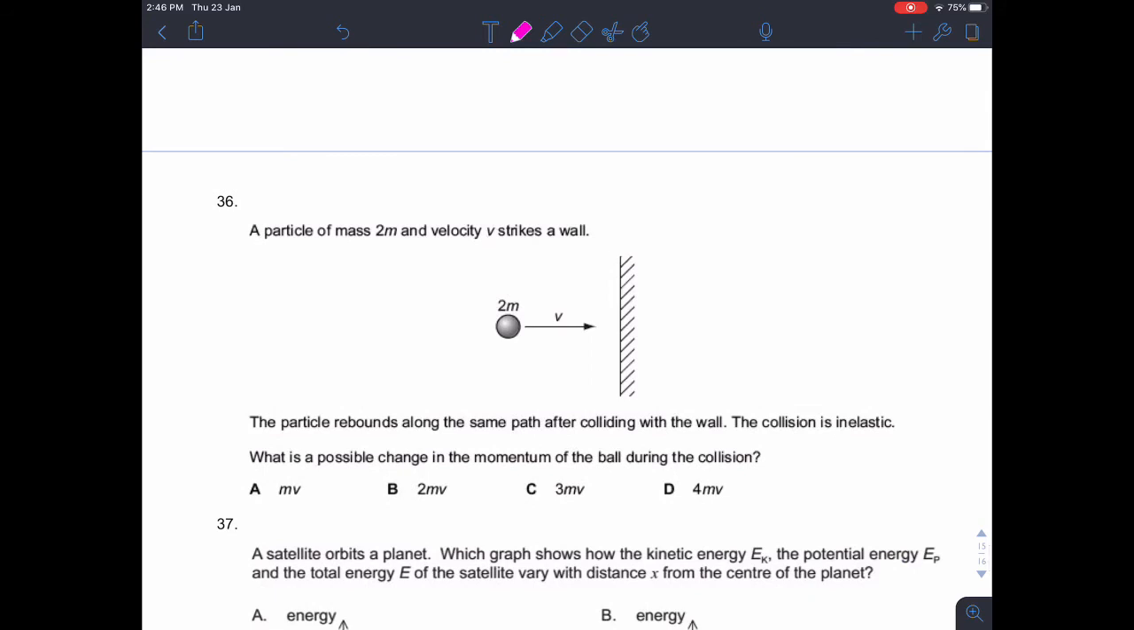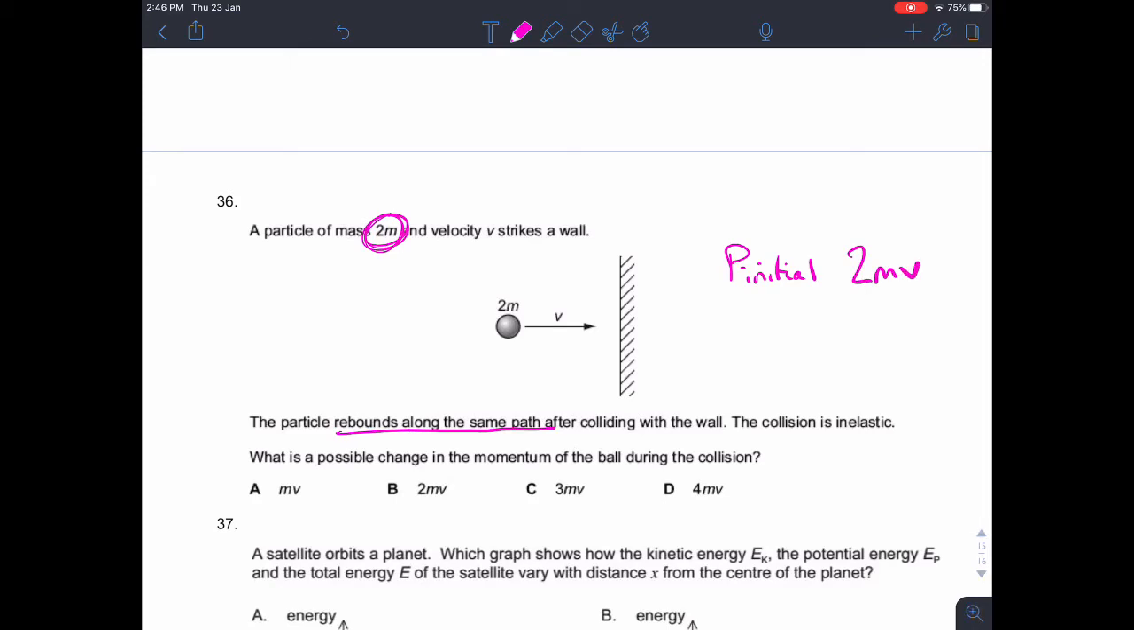Okay, 36. A particle of mass 2m, that's the key thing here, and velocity v strikes a wall. The particle rebounds along the same path after colliding with the wall. The collision is inelastic. What is the possible change in momentum of the ball during the collision? Well, the initial momentum here is mass times velocity, which is 2mv.